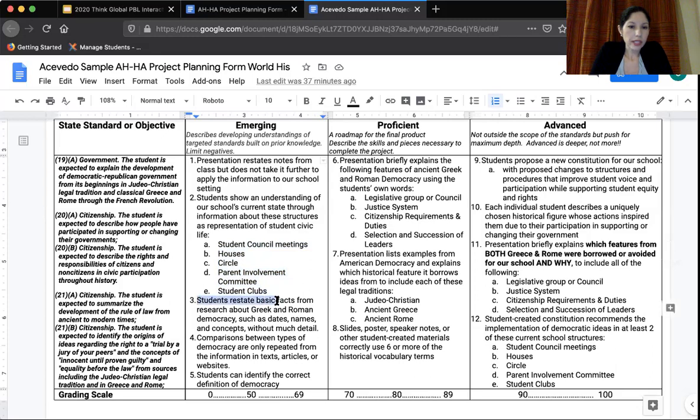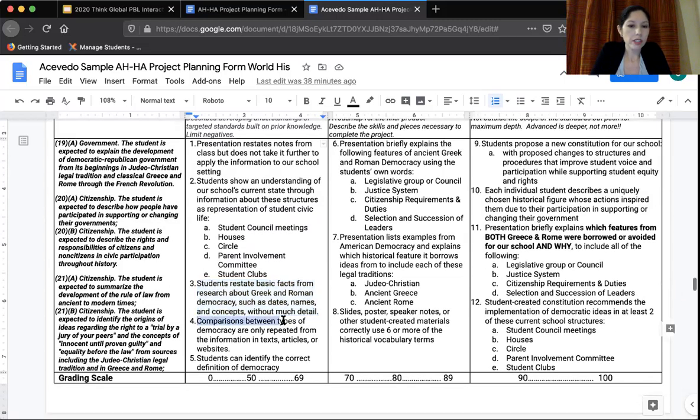All right, 3, students restate basic facts from research about Greek and Roman democracy, such as dates, names, and concepts without much detail. So typically students go to a website and find out, okay, what is Greek democracy? And a lot of this information is very easy to find. And so with project-based learning, we want to make sure that they aren't just getting facts. If they're just getting facts, then, well, Wikipedia can do just as well. So I want them to be able to be ready for the 21st century, be ready for the world, and do something with those facts and think about those facts. So if all they have are just some facts, some dates, and just kind of hodgepodge mess of facts, and that sometimes are just factoids and sometimes are trivial, then that's emerging. That's really not hitting the standard.